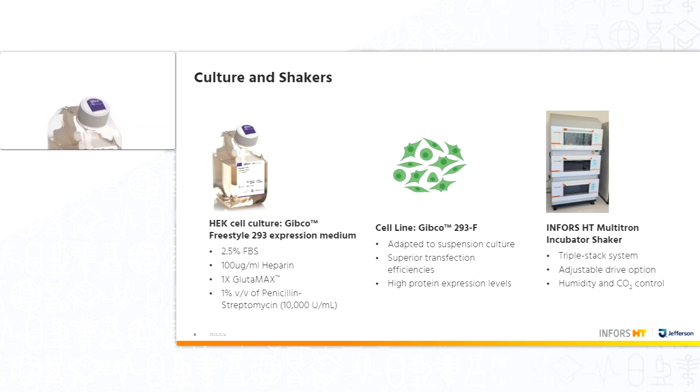It's a FreeStyle 293 Expression Medium with 2.5% FBS, 100 micrograms per mL heparin to avoid clumps, GlutaMAX, and also antibiotic, 1% volume penicillin-streptomycin. We use that cell line. That's also a Gibco cell line, 293F. It's a cell line already adapted to suspension culture. You have a superior transfection efficiency, and you can also have high protein expression levels.